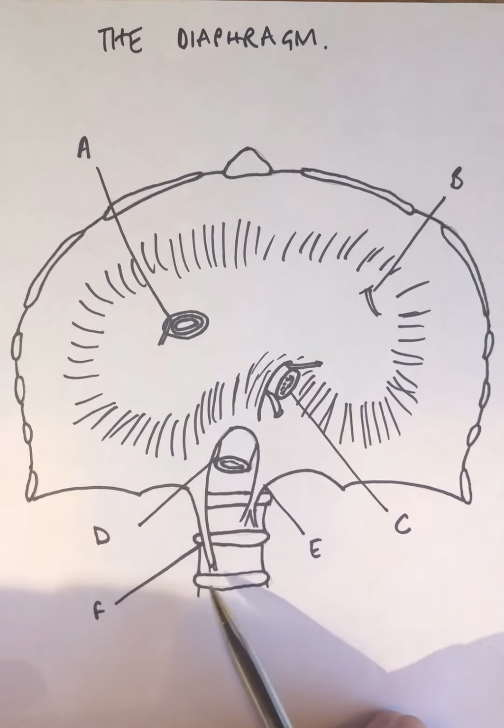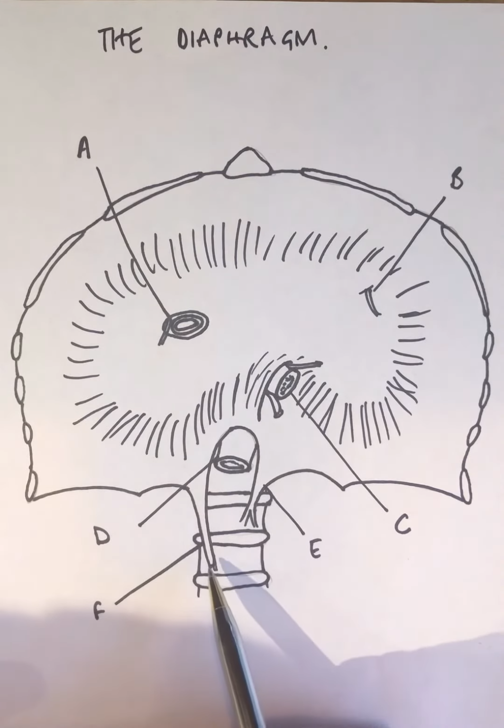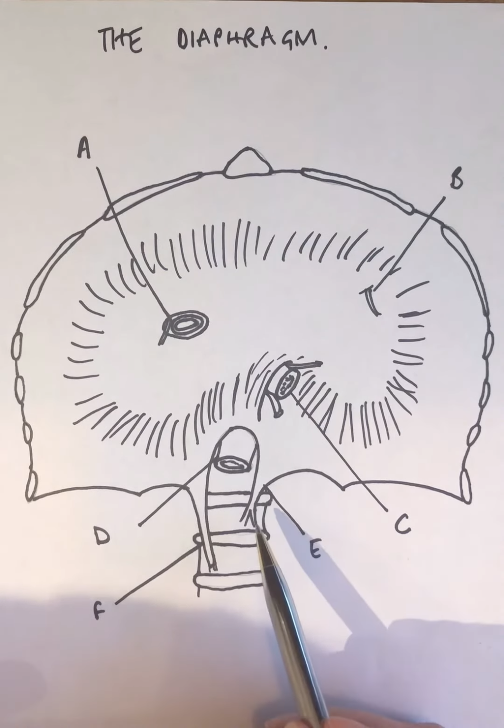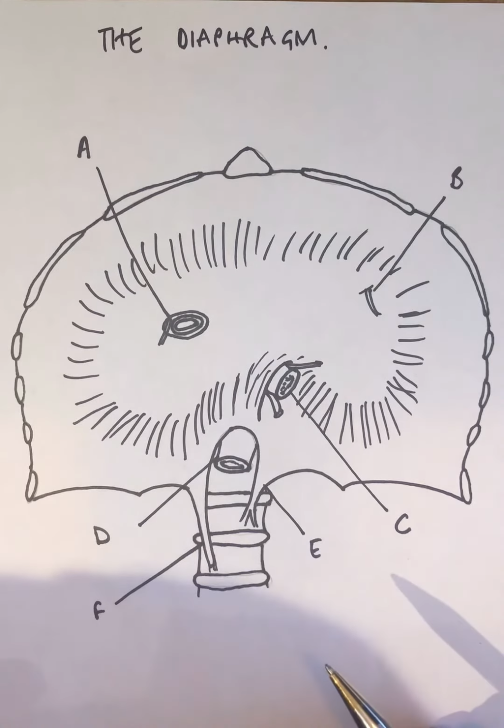The right and left crura are F and E, with the right crura attaching to the bodies of L1 to L3, and the left crura attaching to the bodies of L1 and L2.